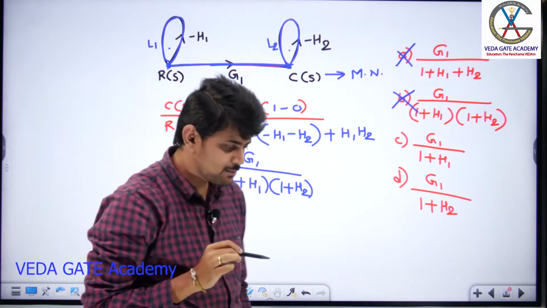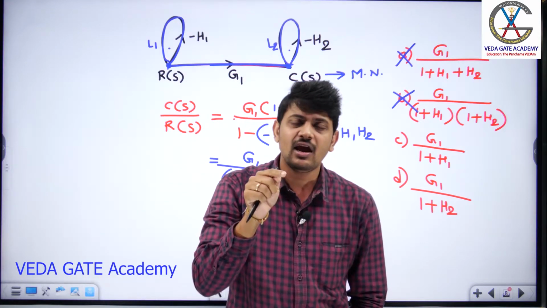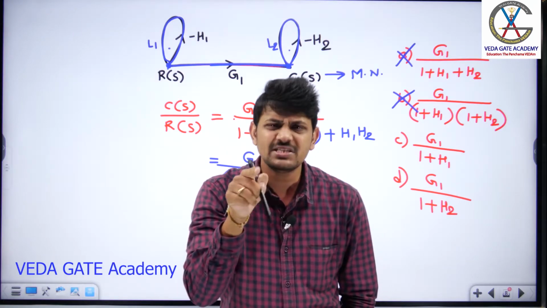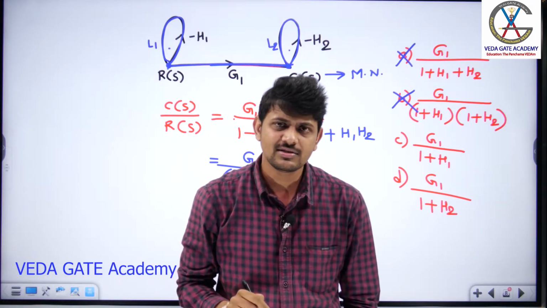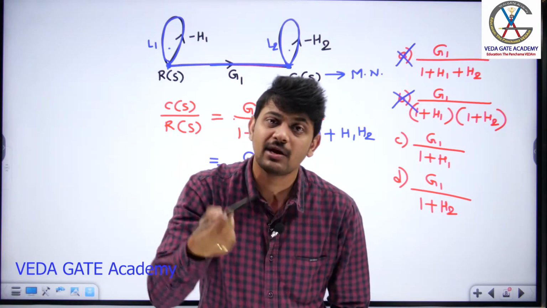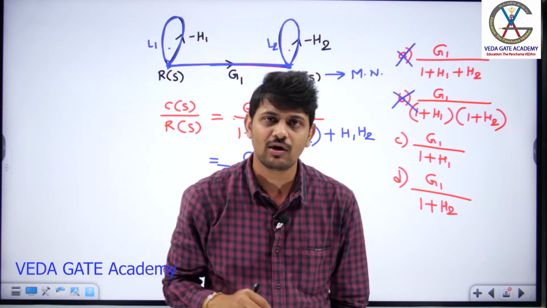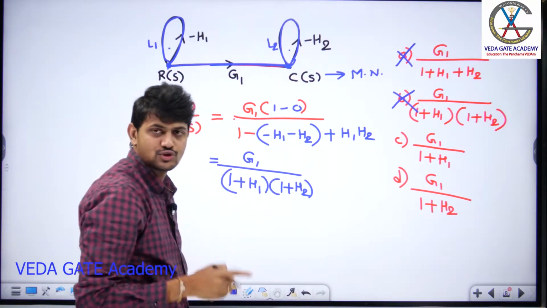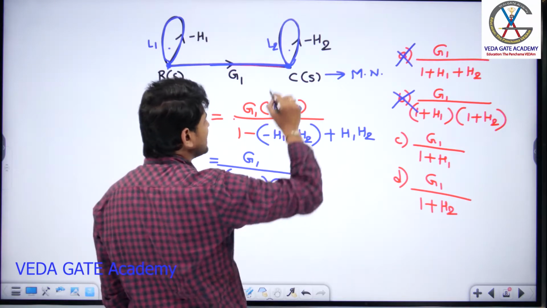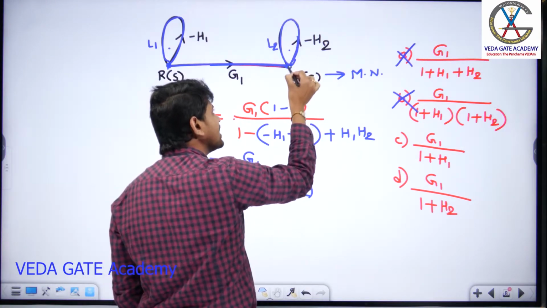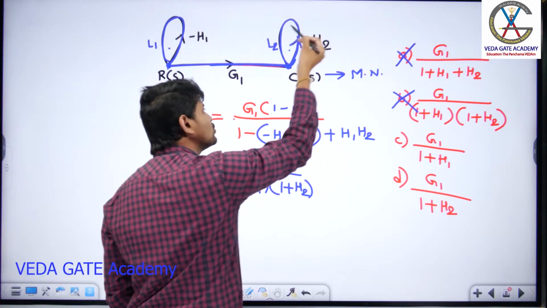What is the definition of self loop? The loop which starts at a single node and terminates on the same node. The loop which has a single node is called a self loop. That means the loop will start from the same node and terminate on the same node. You won't get more than one node. If I start from here, I am terminating on the same node, so this is called a self loop. If you consider the self loop, at this point this is an incoming branch, and from here I can see it is an outgoing branch.